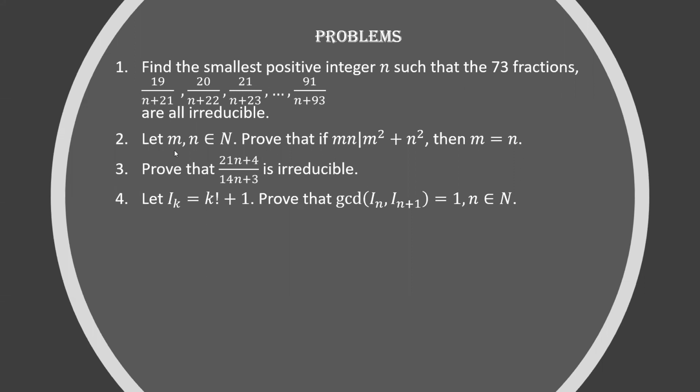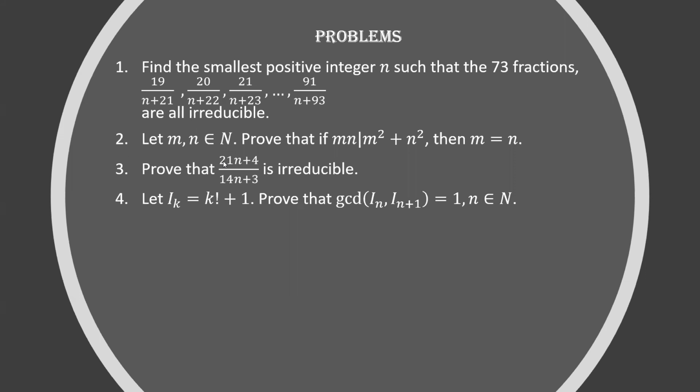And the second problem is: let m and n be natural numbers, and you have to prove that if mn divides m square plus n square, then m is equal to n. That is the second problem. Third problem is: prove that 21n plus 4 over 14n plus 3 is irreducible, for n a positive integer.